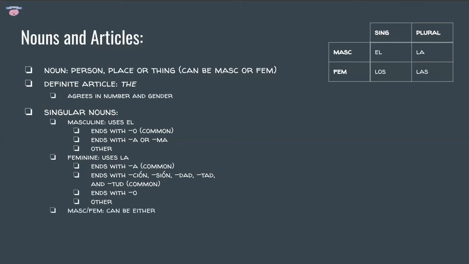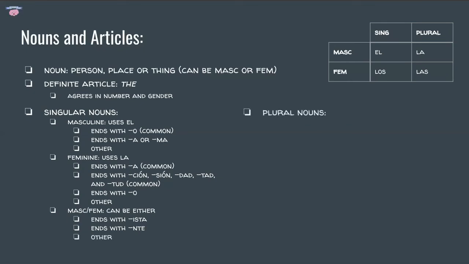Some words are masculine and feminine. They can be either. And most of them end with ista, like dentista. That can either be a masculine dentist or a feminine dentist. And some end with ante, like estudiante. That's either a masculine student or a feminine student. There are others too, but they're rarer.